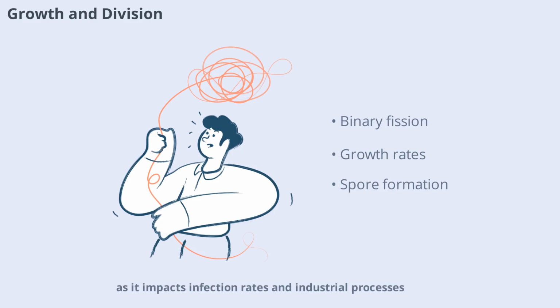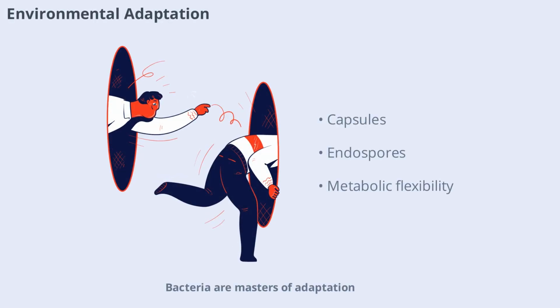Bacteria are masters of adaptation. They can adjust their physiology to survive extreme temperatures, pH levels, and salinity. Some bacteria produce protective structures like capsules or endospores. Others alter their metabolic pathways to utilize available resources. These adaptations enable bacteria to thrive in diverse habitats, from hot springs to deep-sea vents, and even inside living organisms.